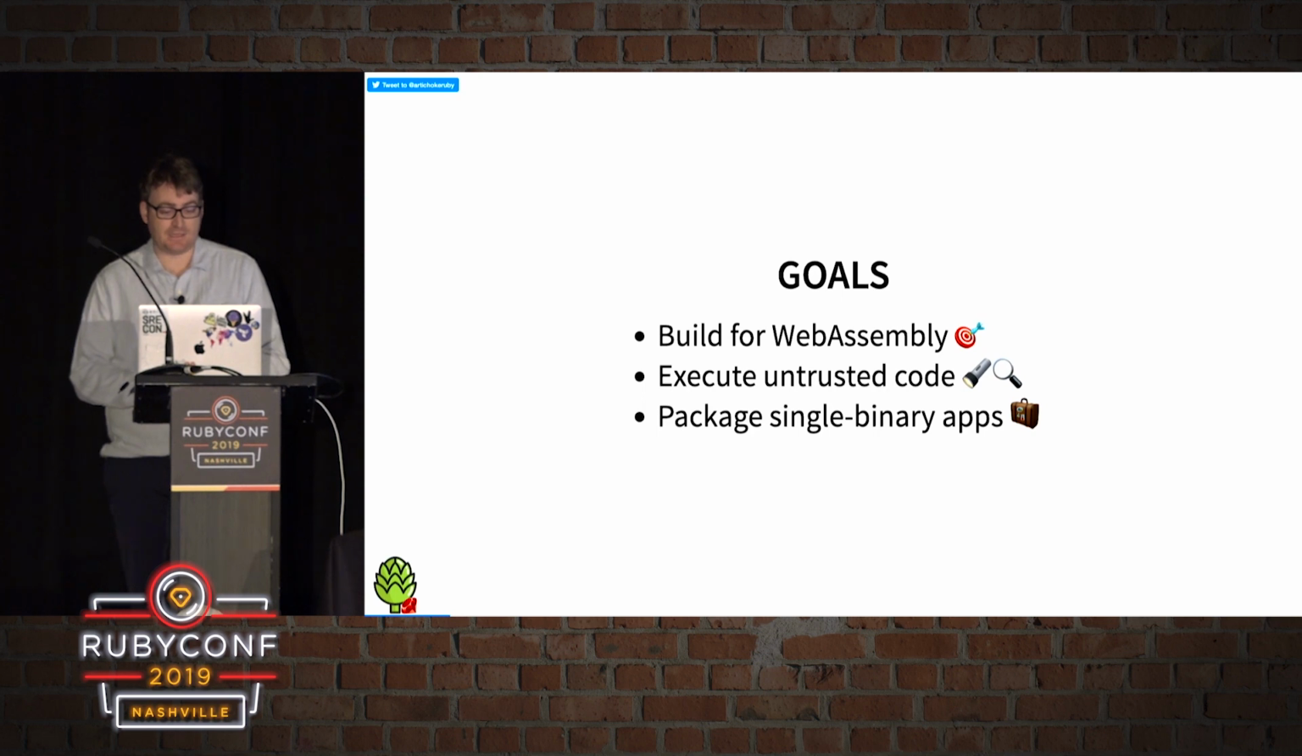The next is to execute untrusted code. We'll dive into a little bit in the next couple of slides of what that means and why it's important. And finally, we want to be able to package Ruby applications as single binaries for ease of deployment and auditability.